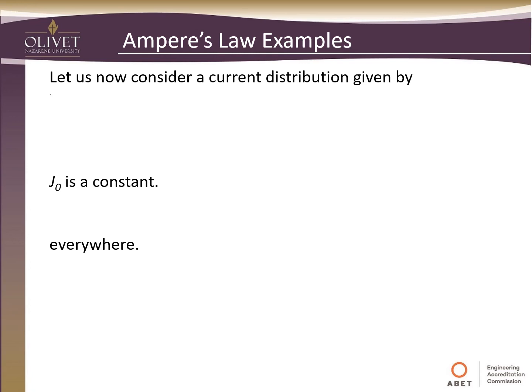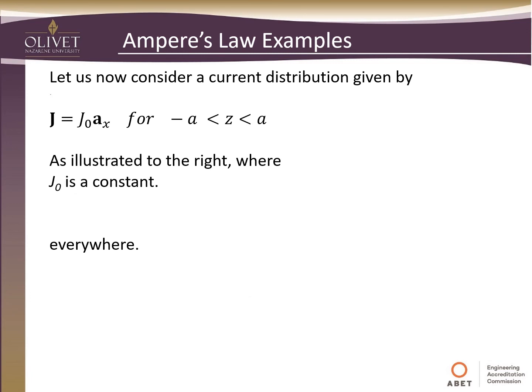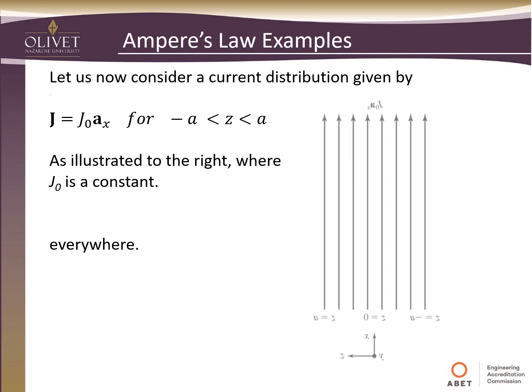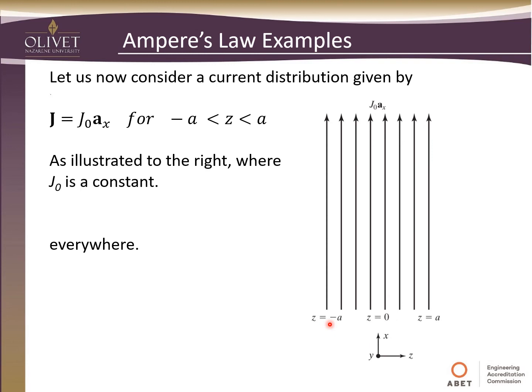So now we want to look at an Ampere's law example. We're given a current distribution J, which is just J naught in the x direction. And this is only defined from a constant negative a along z to positive a, as illustrated to the right here, so this will look like this. So we go from negative a to positive a along the z-axis, we have this current density in the x direction.